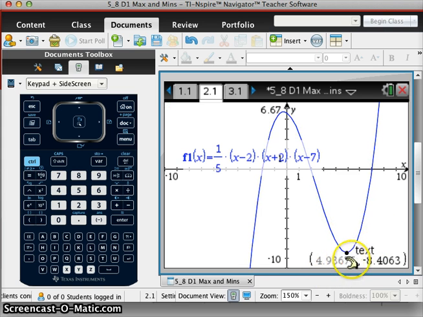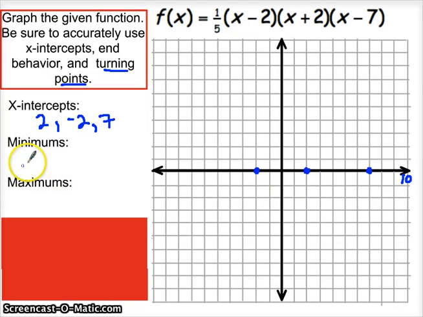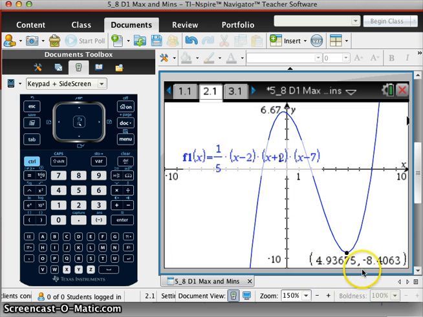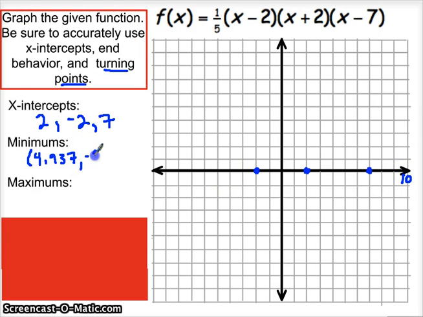So 4.937 for an x value, comma, remember when you're providing a minimum, provide the entire coordinate point, negative 8.406. Technically that y value, negative 8.406, is my minimum value, but a minimum on a graph is actually a coordinate point. So we're going to go over to 4.9 and down to 8.4, and again accurately, or as accurately as we can anyway, plot that point.